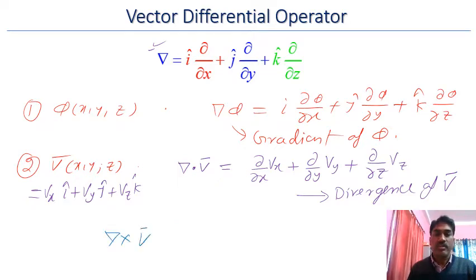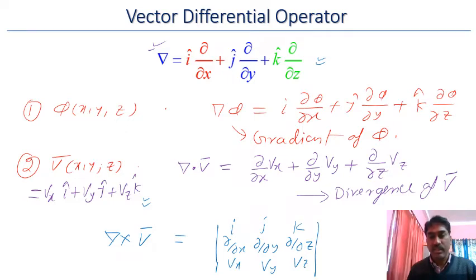And as a third part, we consider del cross v. Because del has these components and v has these components, and you also know in advance what the cross product is, we will write it as the determinant with rows i j k, then the components of del, del by del x, del by del y, and del by del z, then the components of v, vx, vy, and vz. This again has a special name. This is called the curl of v.